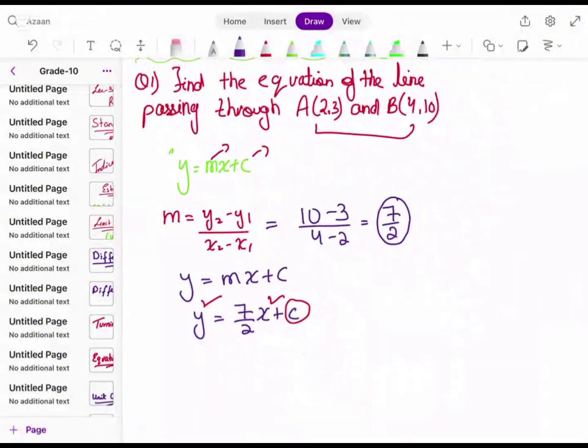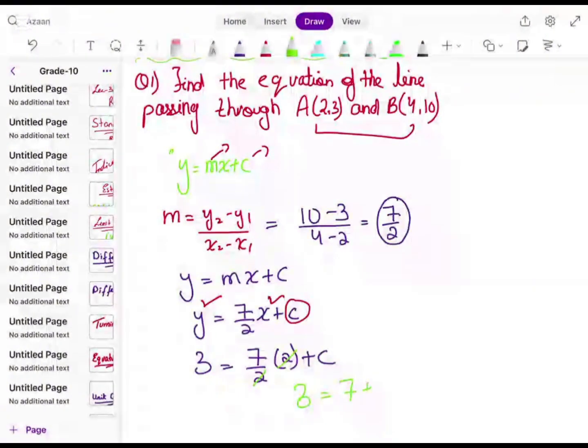So right now we are putting 2 and 3. The value of x is 2 and the value of y is 3. So 3 equals 7 over 2 times 2 plus c. We are doing this to find the value of c, that is the y-intercept. This 2 will be cancelled out. So 3 is equal to 7 plus c; 7 will go to the other side and subtract, so the value of c will be -4.